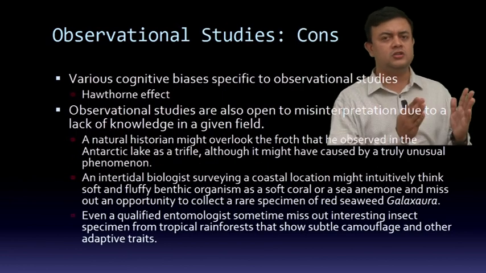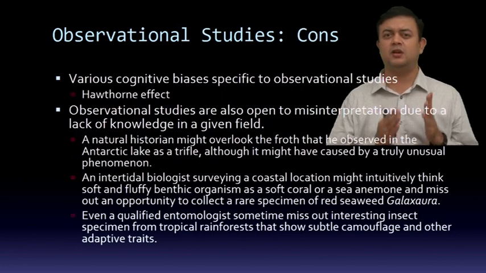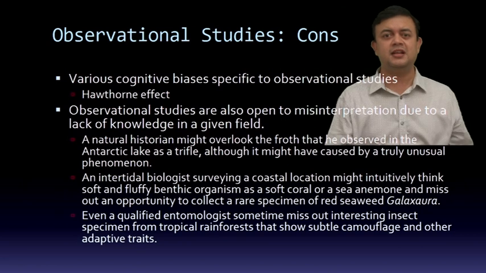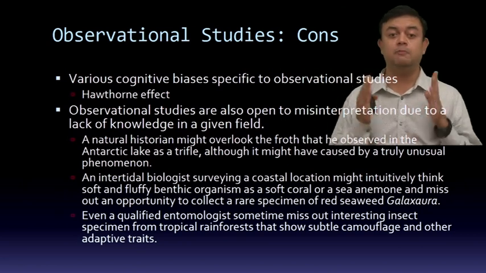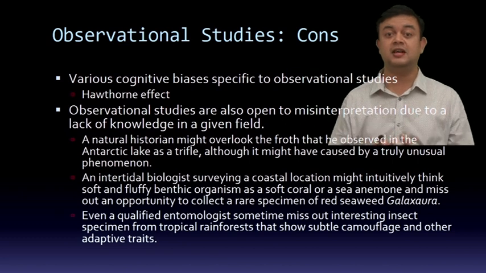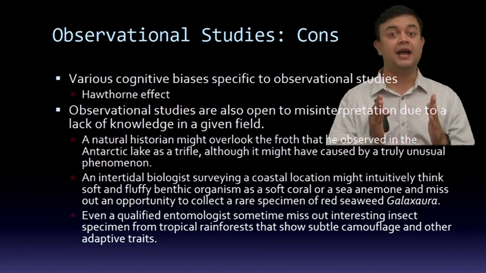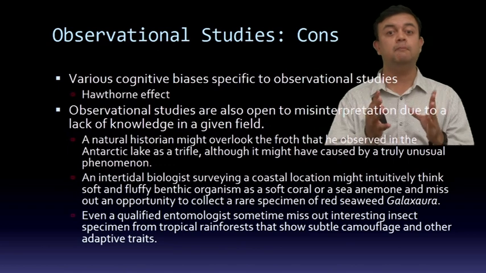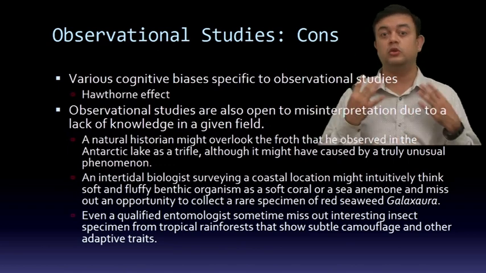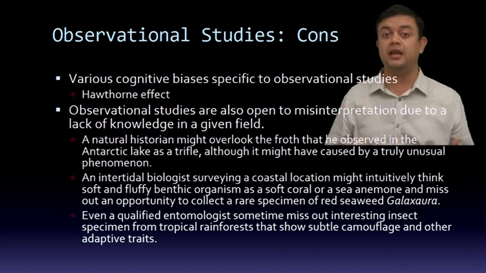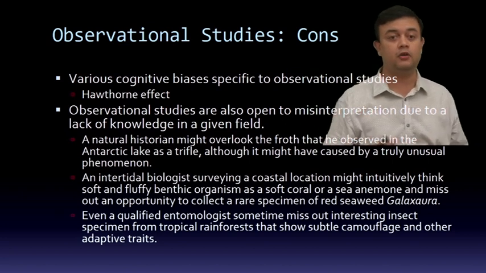So what are the cons of observational studies? What are the disadvantageous factors of observational studies? One thing is the various cognitive biases specific to observational studies, for example, the Hawthorne bias. This is the bias that arises only because somebody is observing you, so you are prone to change your behavior. That is the Hawthorne effect. We have already covered that.